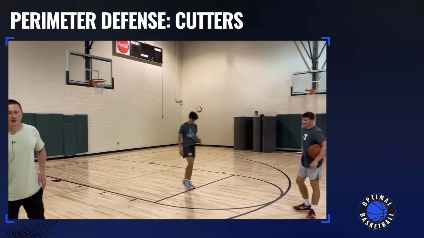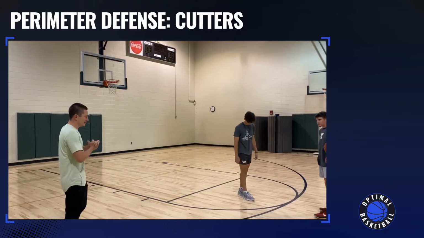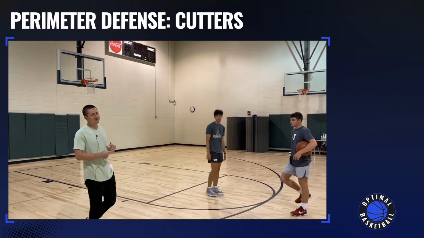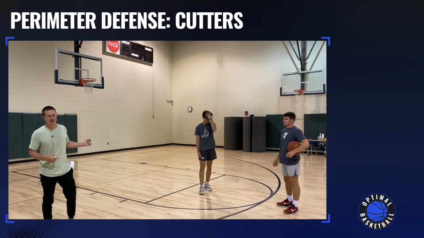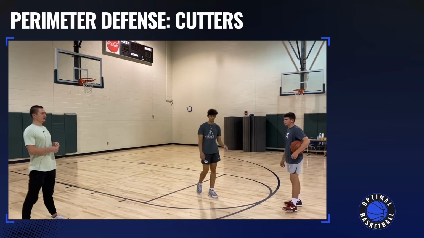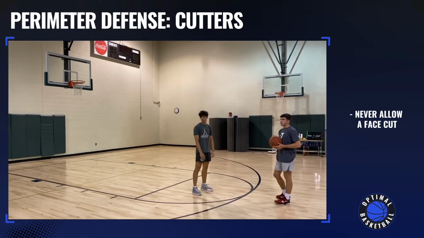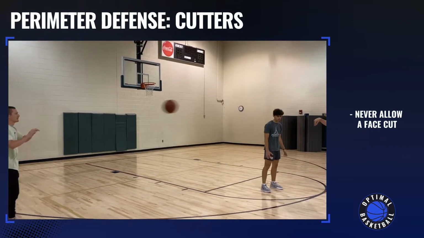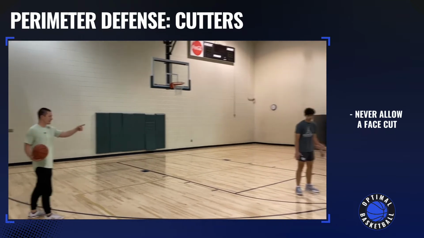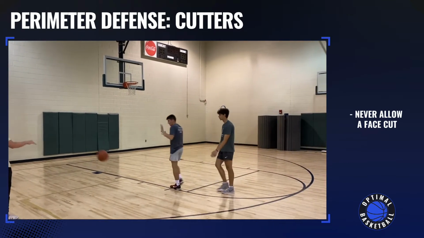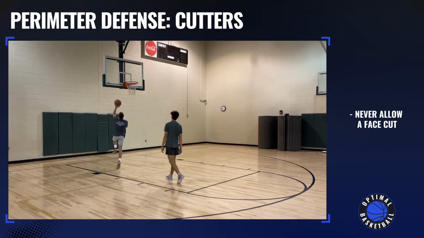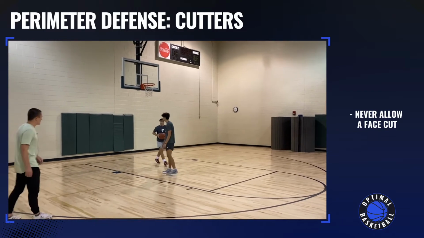Okay, now we're gonna talk about defending cutters. So we're gonna talk about a passing cut, and then we're gonna talk about a flash cut from the opposite side. So the first thing is a face cut. You never want to be face cut, obviously. So if we make this pass right here, the worst thing that could happen is Brock, the offensive player, could just cut right in front of the face of the defensive player and get a layup. So obviously we don't want that to happen.